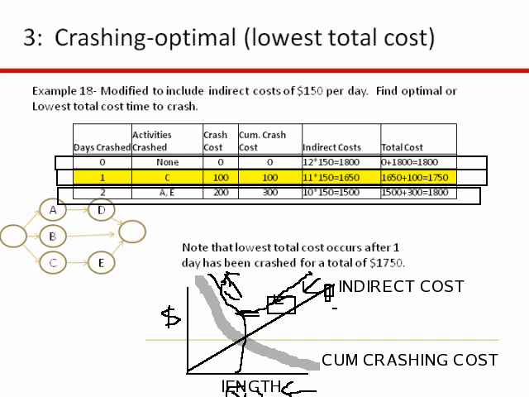So the optimal amount of time to crash is 1 day, at a total cost of $1,750. That's where we had our minimum total cost. And so the answer to this question is the optimal crashing plan is to crash 1 day. We're going to crash activity C for a total cost of $1,750.